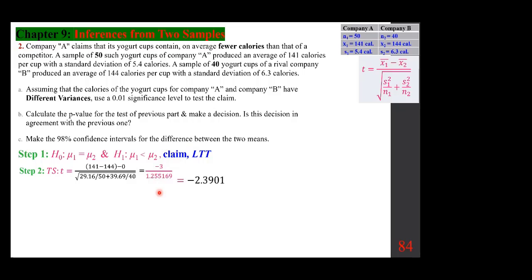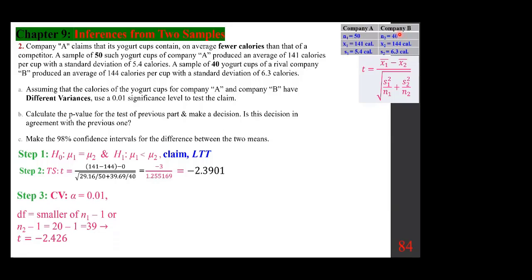This results in the test statistic of negative 2.3901. Now, critical value comes from the choice of alpha. Alpha is 0.01. By the way, out there, if you're doing the work on your own, many times alpha is chosen as 0.05, just so you know. Degrees of freedom, the way it works out using the text, we use the smaller of the two. One of them is 50 minus 1 makes it 49. One of them is 40 minus 1 makes it 39. So we're going to use the smaller of the two, which is 39, if we are using no technology.